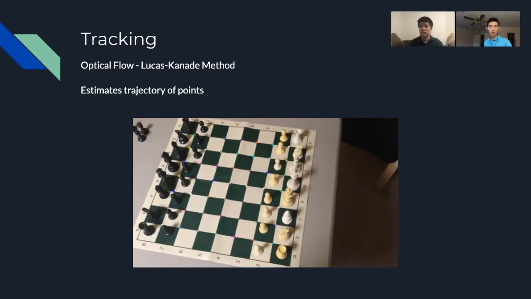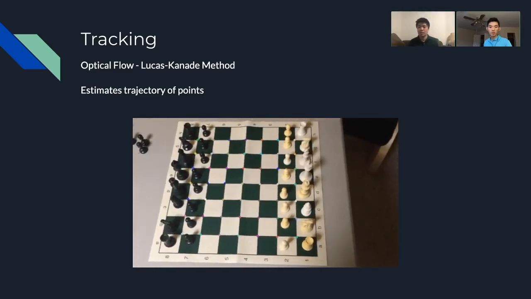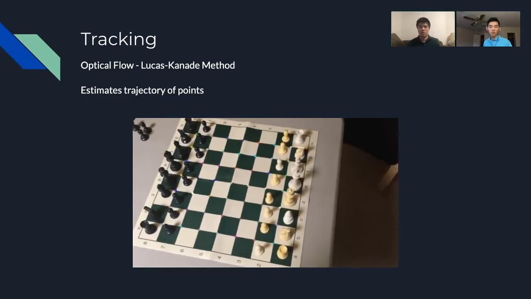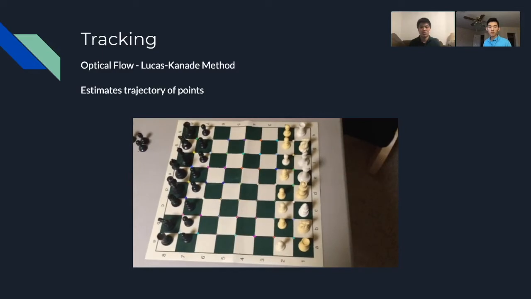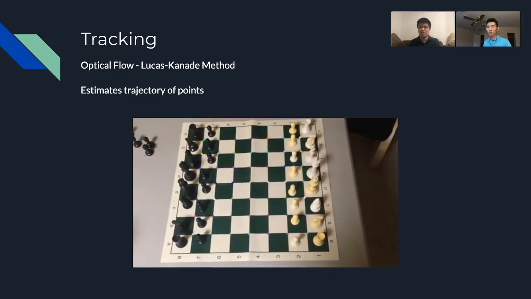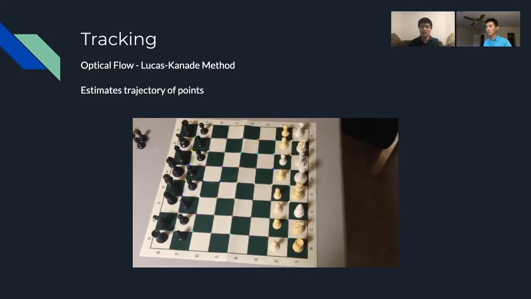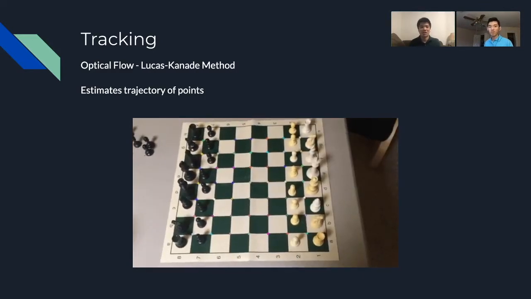So this is what we use to shortcut having to recalculate all of the board detection stuff over and over again. To compare the efficiency of these algorithms, our board detection method takes about 15 seconds on a regular laptop, whereas this takes a 50th of a second. So this is much more optimal for real-time processing.